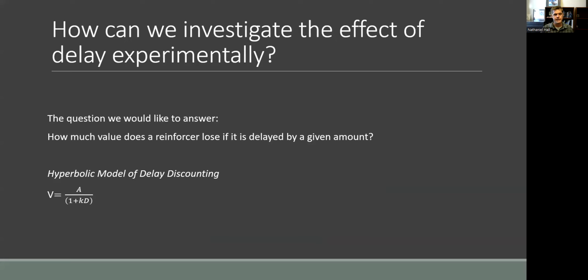So essentially the way that discounting works is that there's a massive drop-off in value very, very quickly, and then it starts to flatten out. And the rate of that massive drop-off followed by the flattening is described by this k value, and different individuals can have different k values. Different populations of individuals can have different k values, and we typically describe individuals with different k values as either being more or less impulsive.